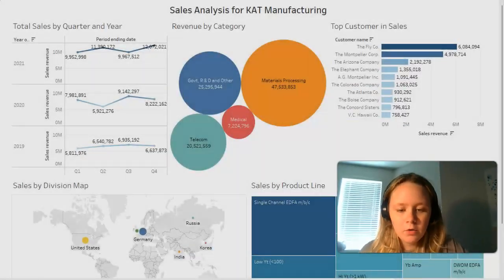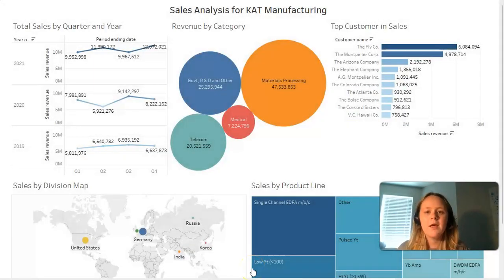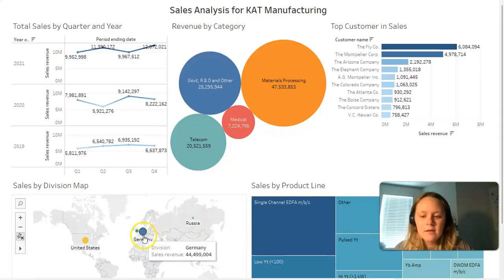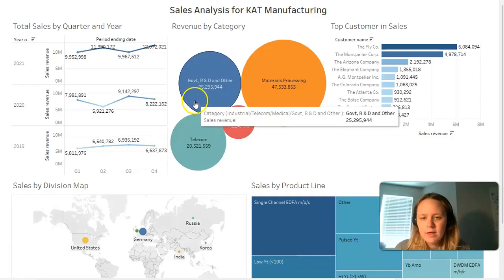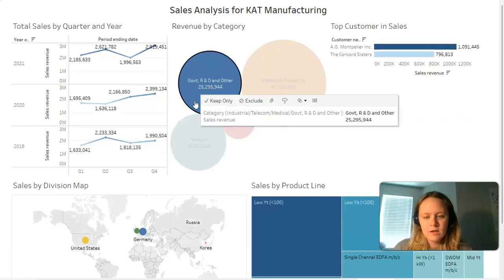Basically, to give an overview of this dashboard, it is a visualization of the sales revenues for the CAT manufacturing group in different categories such as quarter, year, categories, customers, division, and the product line. Some trends you can notice from this are that, for example, Germany tends to lead in revenue and that the government, R&D, and other section is showing significant and steady growth.